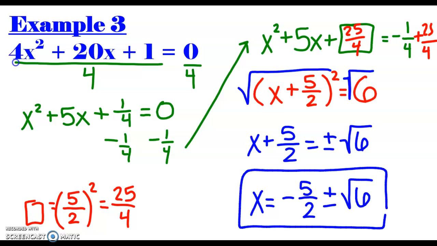And again, that's the exact solution. If you wanted to approximate solutions, you could round radical 6 and do negative 5/2 plus radical 6, whatever that decimal is, and then also subtract it. So the game with these is you first have to divide by a and then work through, because a has to be 1 in order to complete the square.